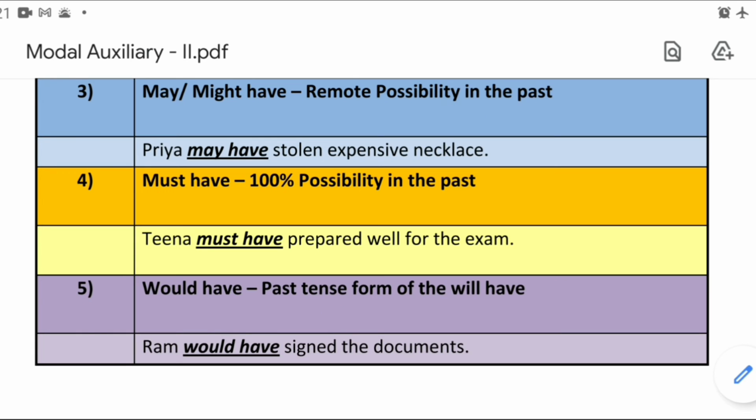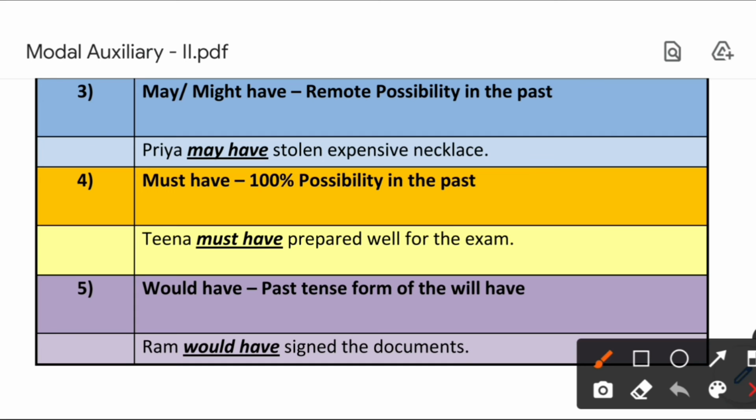Now next is would have. Would have is used as the past tense form of will have. When we use will have, that means Ram will have signed the documents. If I say this, here's an example, Ram would have signed the documents. If I use here Ram will have signed the documents, that means it will have been completed in the future, right? It is future perfect tense.